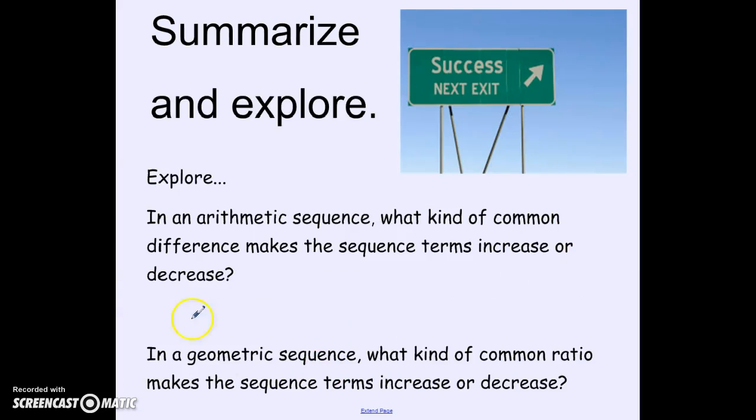And then this is kind of what I just talked about, but it's just something to keep in mind. The difference that makes a term increase would be a positive number, and a difference that makes it decrease would be a negative number. In a geometric sequence, what kind of common ratio makes the terms increase? That would be something bigger than 1, and makes it decrease would be something that's smaller than 1.